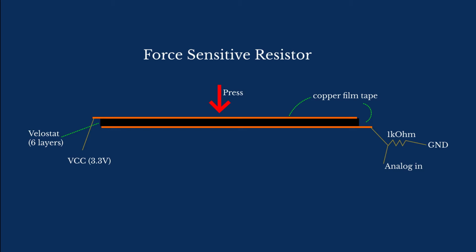This FSR consists of two thin sheets of copper film tape, sandwiching six layers of velostat. Velostat is a conductive material used for packaging whose resistance gets lower when pushed. The more layers of velostat, the more range you get in your sensor.